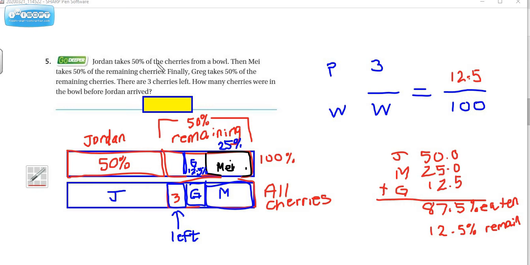Jordan takes 50% of the cherries from a bowl. Then May takes 50% of the remaining cherries. Finally, Greg takes 50% of the remaining cherries. There are 3 cherries left. How many cherries were in the bowl before Jordan arrived?